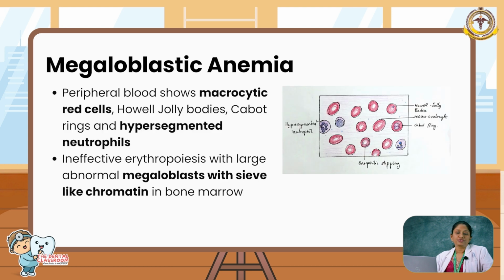Peripheral blood shows macrocytic red cells and hypersegmented neutrophils along with Howell-Jolly bodies and Cabot ring formation. Bone marrow shows ineffective erythropoiesis and abnormal megaloblasts in addition to stab forms and cells with abnormal sieve-like chromatin. The diagnosis can be confirmed with serum levels of B12 and folic acid, where you can see that it is reduced.